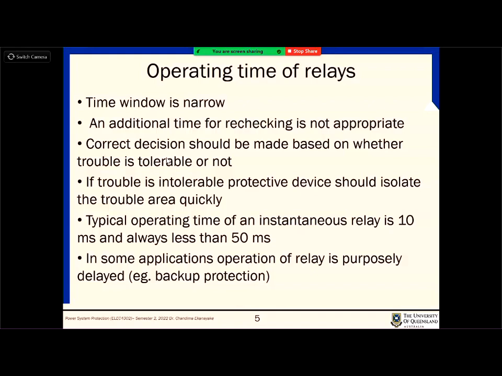50 milliseconds is still too long. Why? How many cycles? 50 milliseconds, for us, is 2 and a bit, right? 2.5 cycles. Sometimes 2.5 might be too long, right? So 10 milliseconds is okay because it is half a cycle.